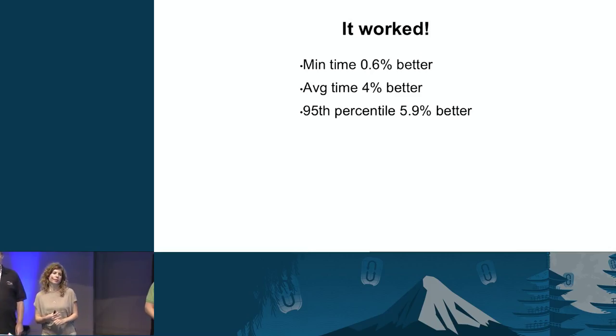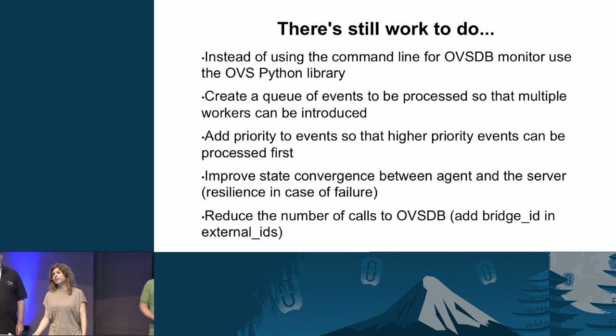So the minimal time is 0.6% better. The average time is 4% better. And the 95th percentile is 5.9% better. But there's still a lot of work to do. So if anybody is interested, please grab me later. And really, you can help a lot.